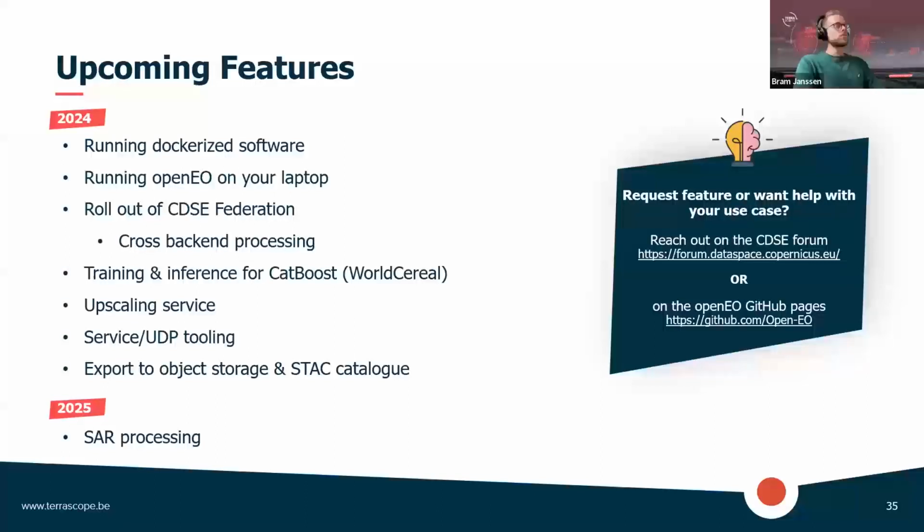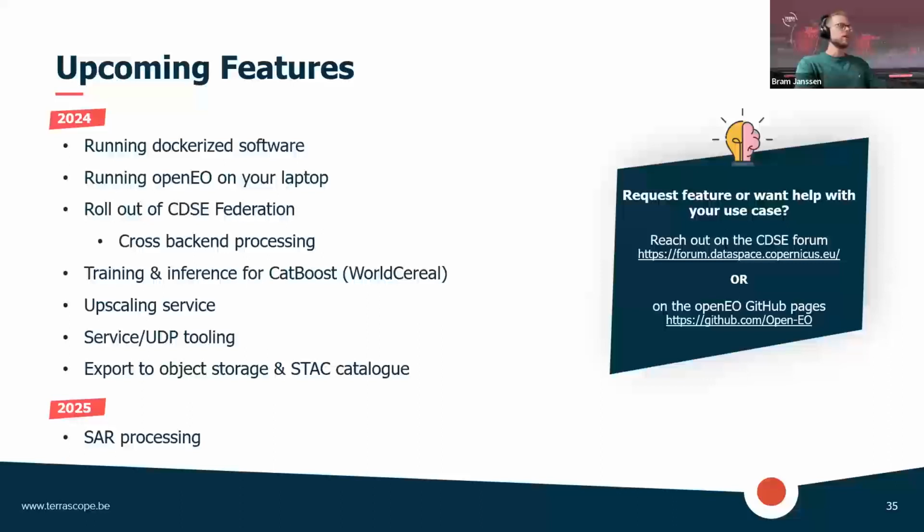One of the key features is also the rollout of the CDSE Federation, which was also highlighted by Dennis already. We want to first focus on the cross-backend processing, which means that if you want to build a processing workflow where you want to get some data from CDSE and combine it with data from Terrascope, for example, that will be one of the first use cases that we want to support, so that you can do this within the same workflow.